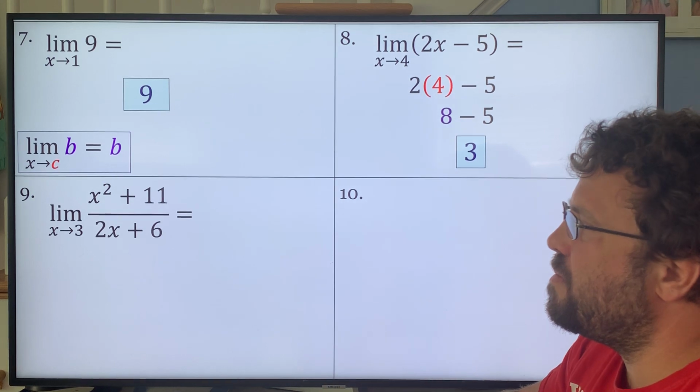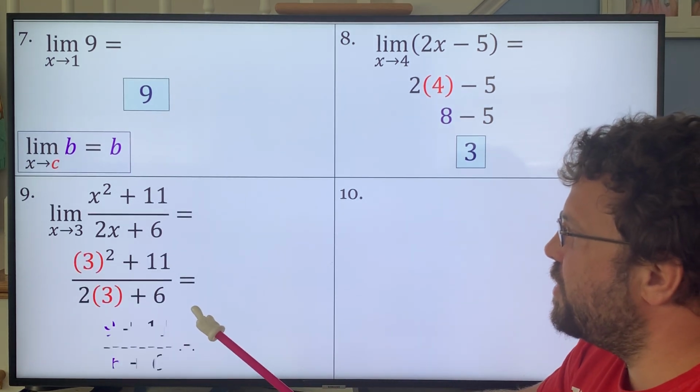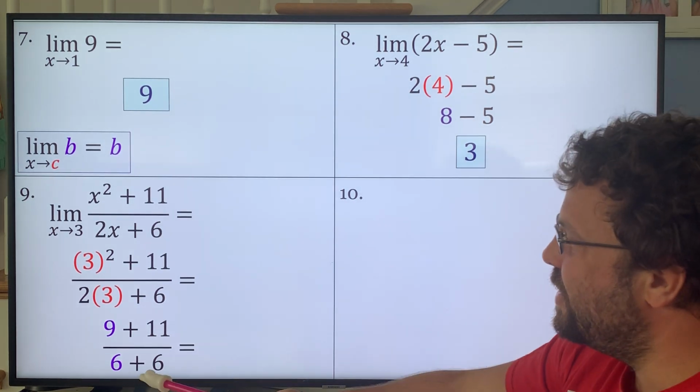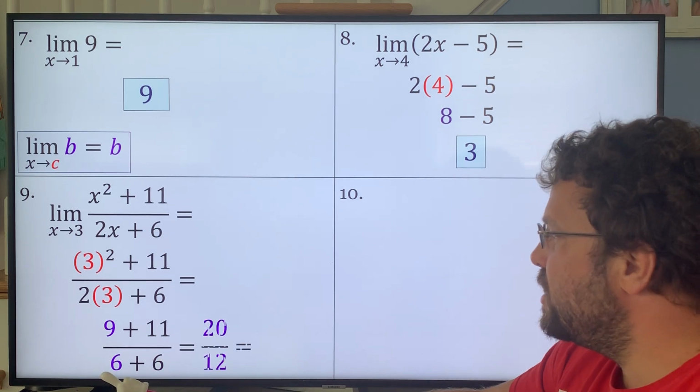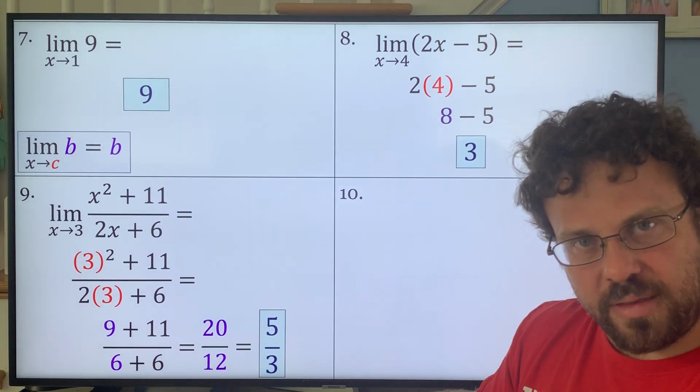Next. Plug in 3. 3 squared is 9 plus 11, over 6 plus 6. 20 over 12 is 5/3. Wait, that's it.